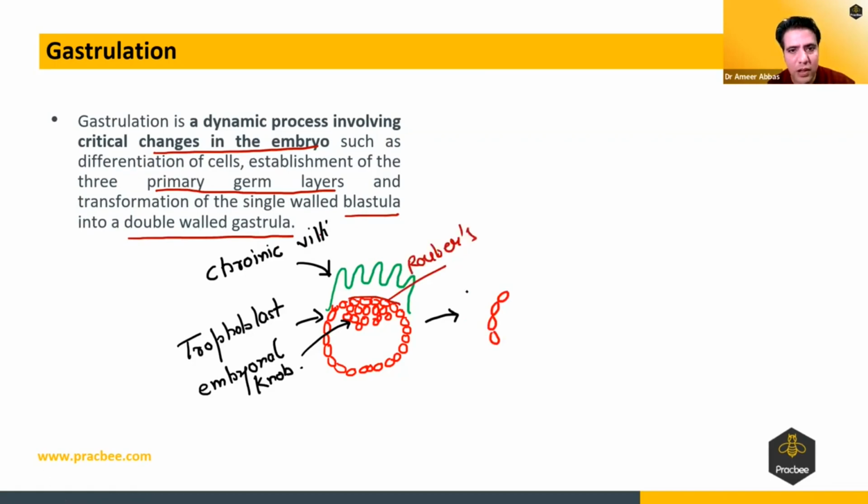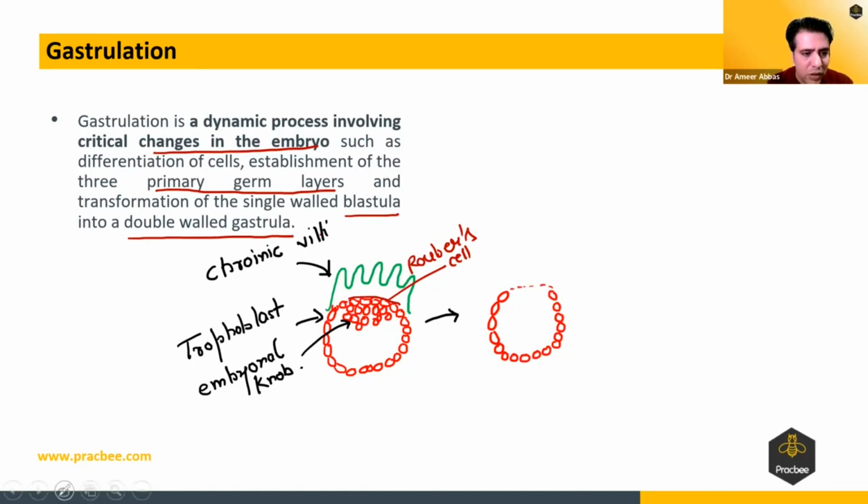Rauber cells, cells of rubber. They will degenerate, and remember, degeneration of this cell will result in formation of a cavity known as the amniotic cavity. So what is happening here? These are the what cell? Trophoblast cell, and the Rauber cells have now been degenerated.